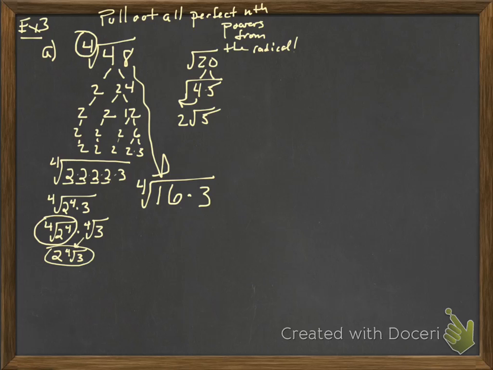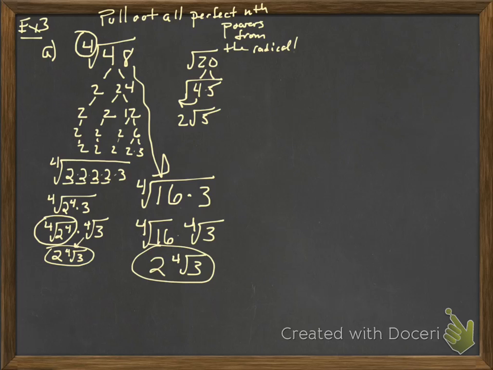Because 16 times 3 is 48, and then you can take the 4th root of 16 and multiply it to the 4th root of 3. And the 4th root of 16 is 2, and you'd be left with the 4th root of 3, giving you the same exact answer, but just a lot faster.